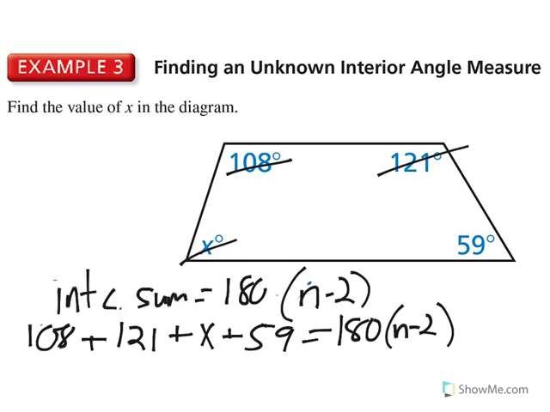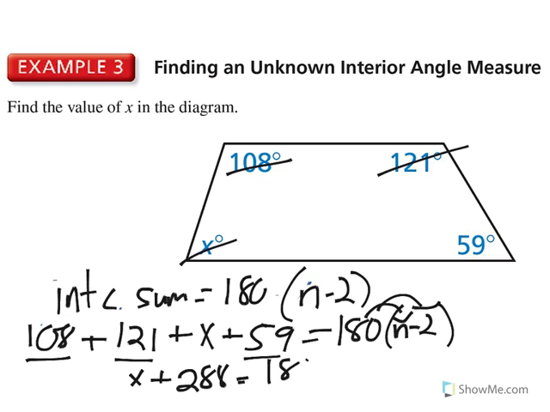On the left, if I add up all my like terms, all these numbers, I get x plus 288. And on the right side, I'm going to distribute again. So I get 180n minus 360. If you notice when we get to here, though, we have two variables. But I do know my n. My x is what I'm solving for. My n, remember, is just my number of sides. So in this shape, I have 1, 2, 3, 4 sides. It's a quadrilateral. So I can plug that in for n.